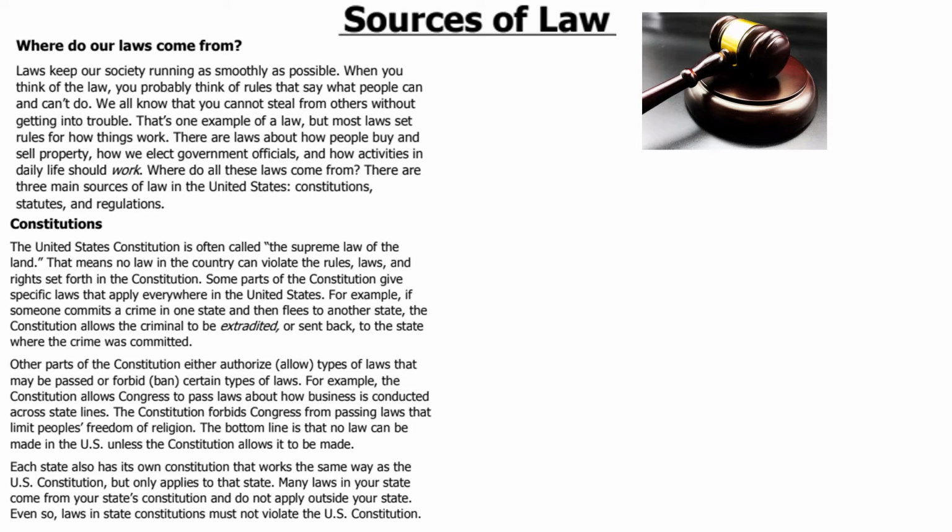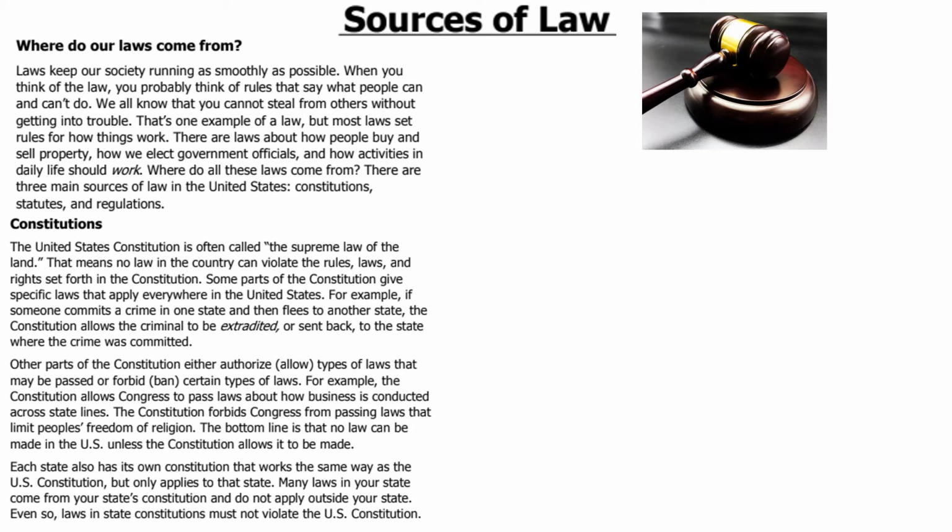Other parts of the Constitution can either authorize or allow types of laws that may be passed, or forbid or ban certain types of laws. For example, the Constitution allows Congress to pass laws about how business is conducted across state lines. The Constitution forbids Congress from passing laws that limit people's freedom of religion. The bottom line is that no law can be made in the U.S. unless the Constitution allows it to be made.